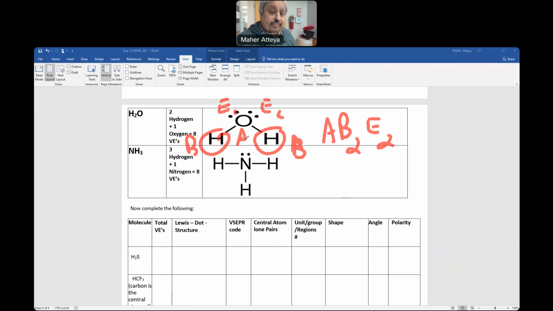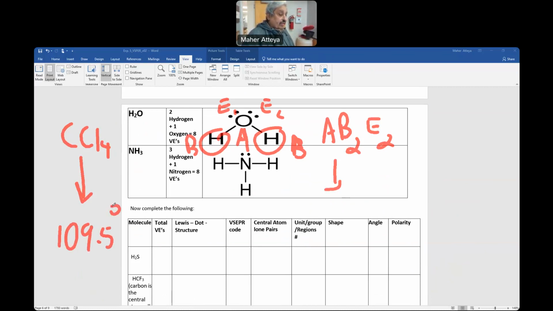This is A here, and this is B. Because we have two lone pairs, the more lone pairs, the more suppression of the angle. Remember the 4? We have CCl4, tetrahedral, with 109.5 degrees, correct? Well, you have two lone pairs, so I can expect this one will be suppressed. This is 109, and with two suppressions the angle will be 105 degrees.